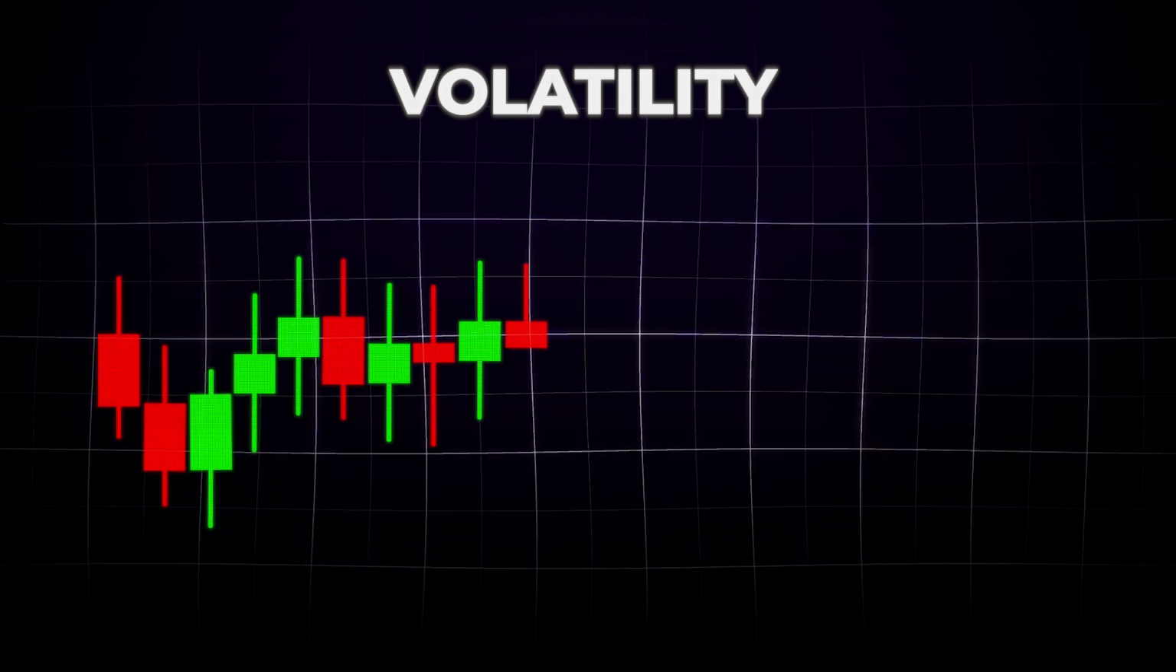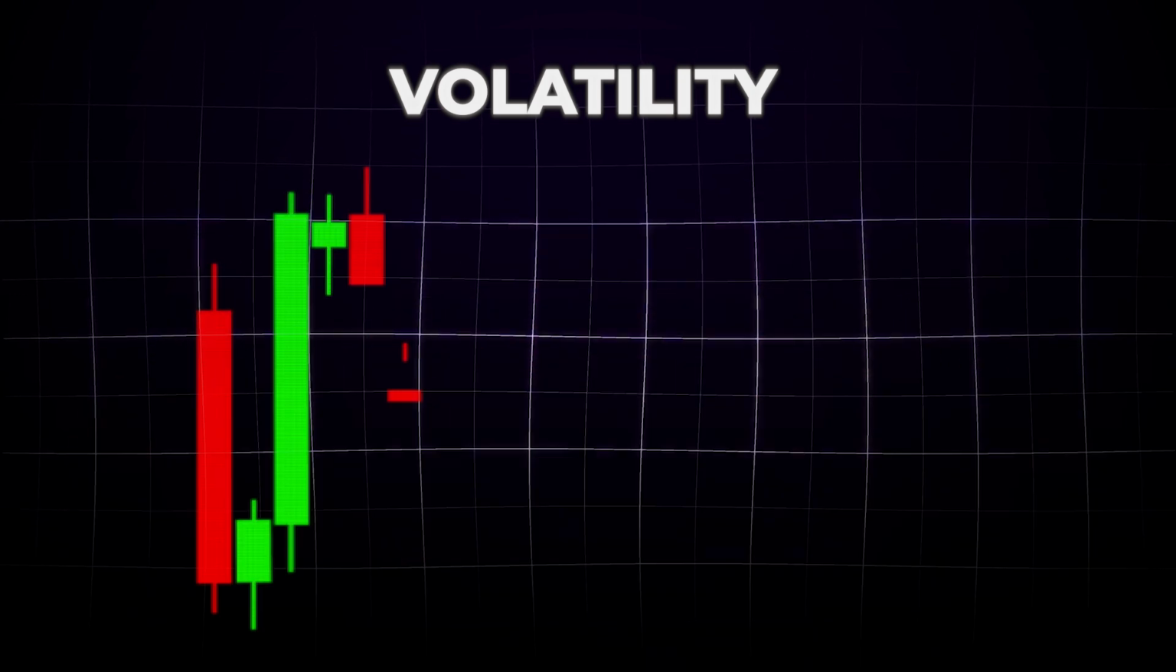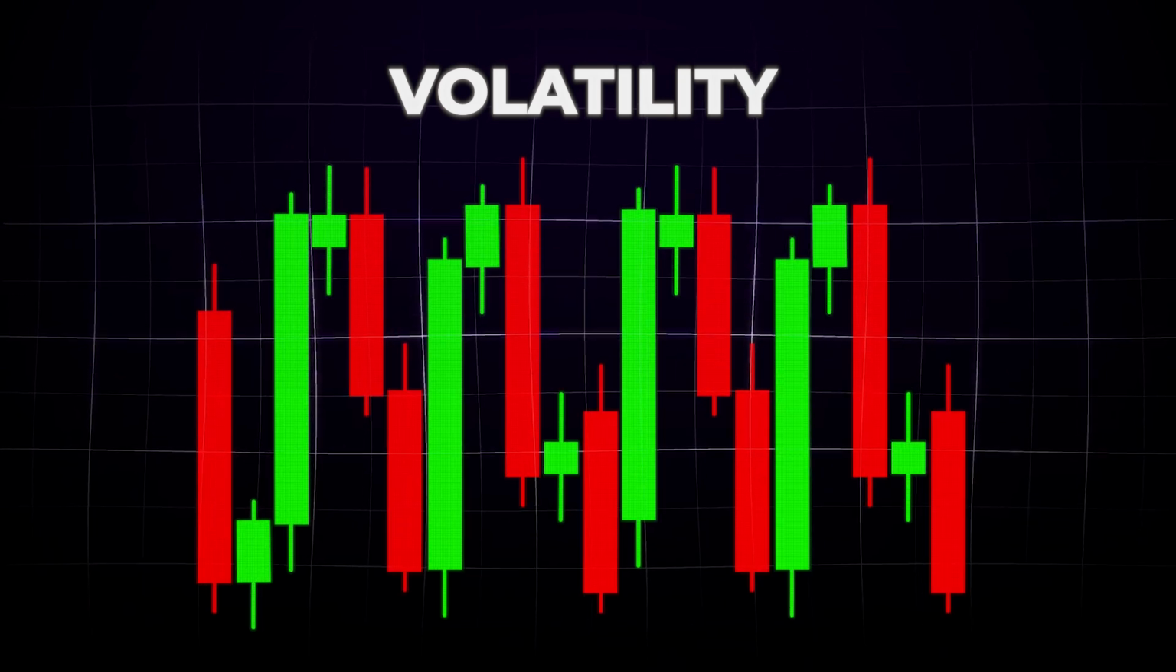So if the price moves slowly and steadily, volatility is low, like a calm sea. If the price jumps up and down, like a roller coaster, volatility is high. By watching volatility, you can gauge how exciting or risky an asset is for trading at the moment. And that brings us to the end of this lesson.